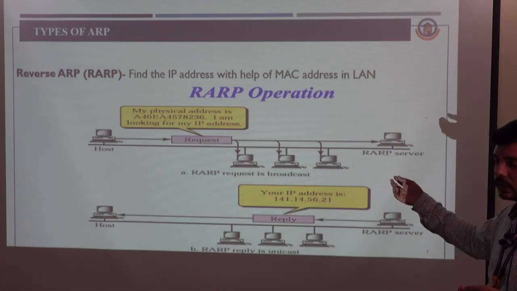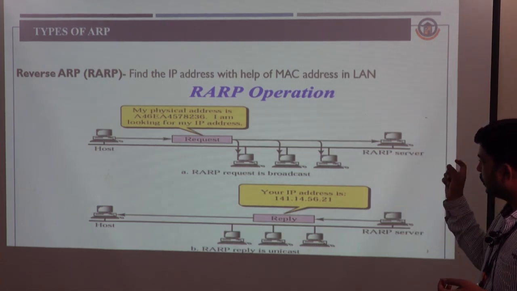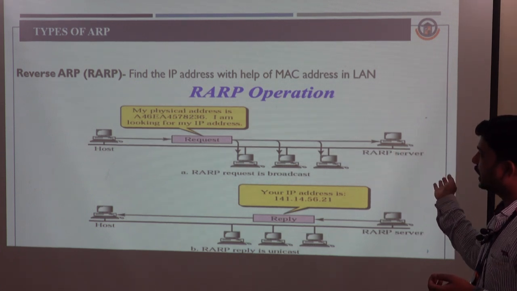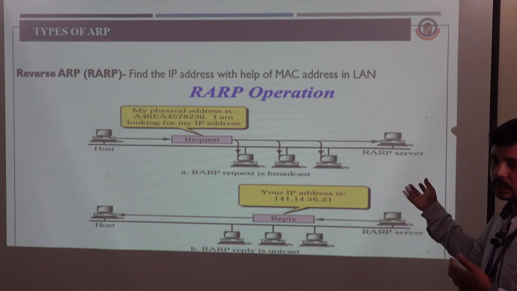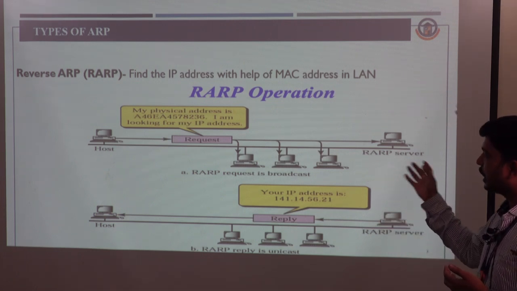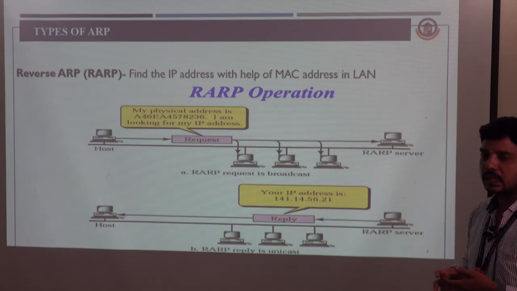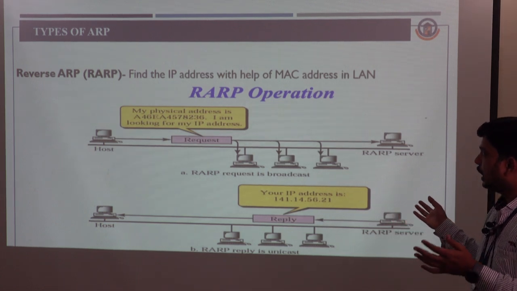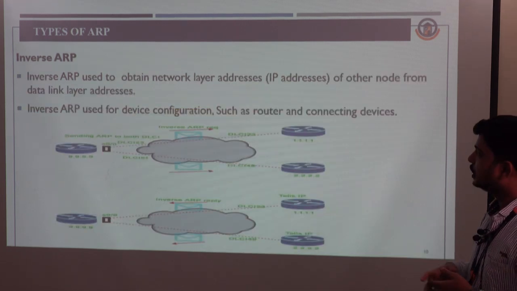I am looking for my IP address. That request is sent to all the computers. Whichever computer knows the host computer's IP address will reply directly to the host computer: yes, I am. Whatever the IP address of the source computer, it will respond to that particular computer, and it will be stored in an ARP cache table. Once the information is stored in the ARP cache table, the communication will be made easy. So this is reverse ARP.